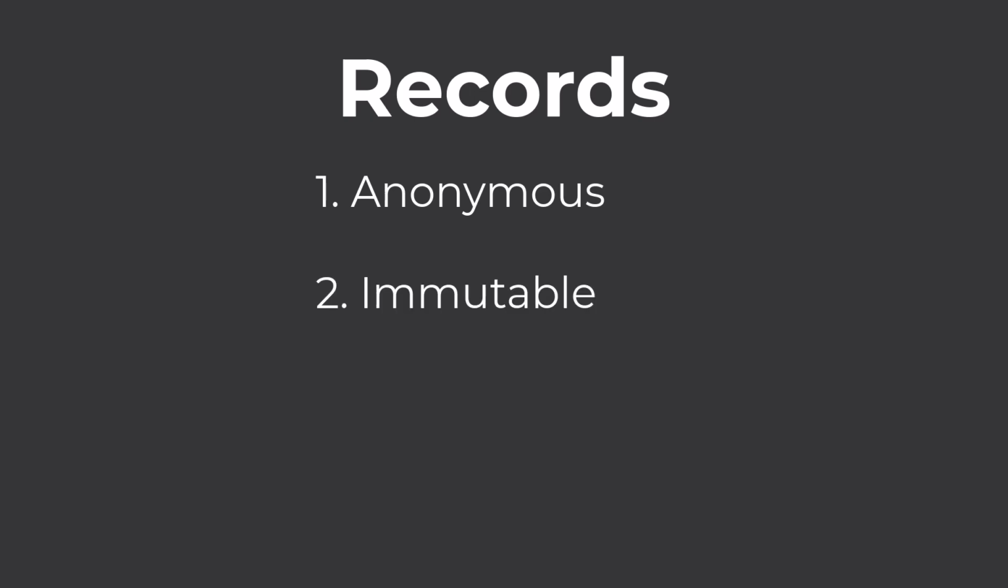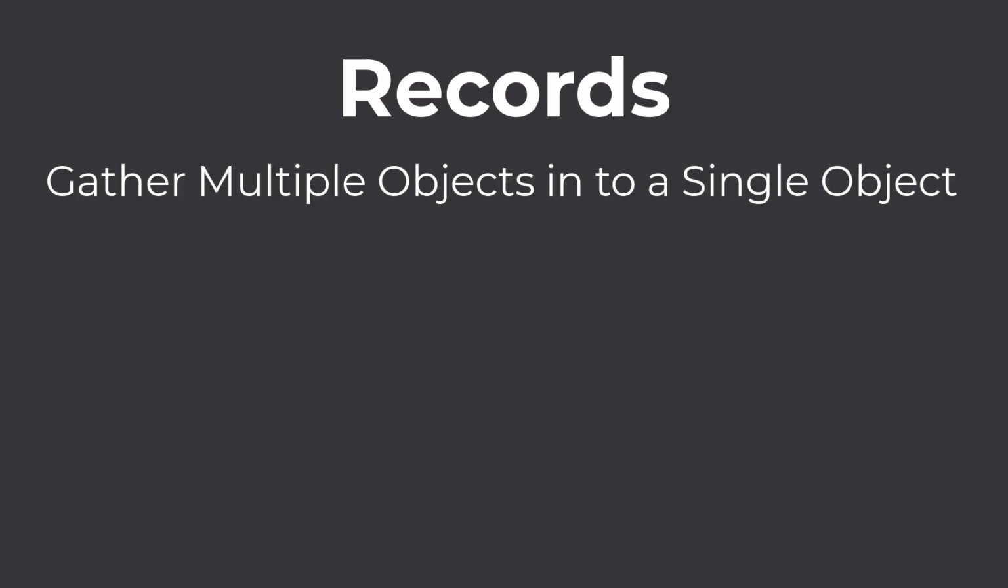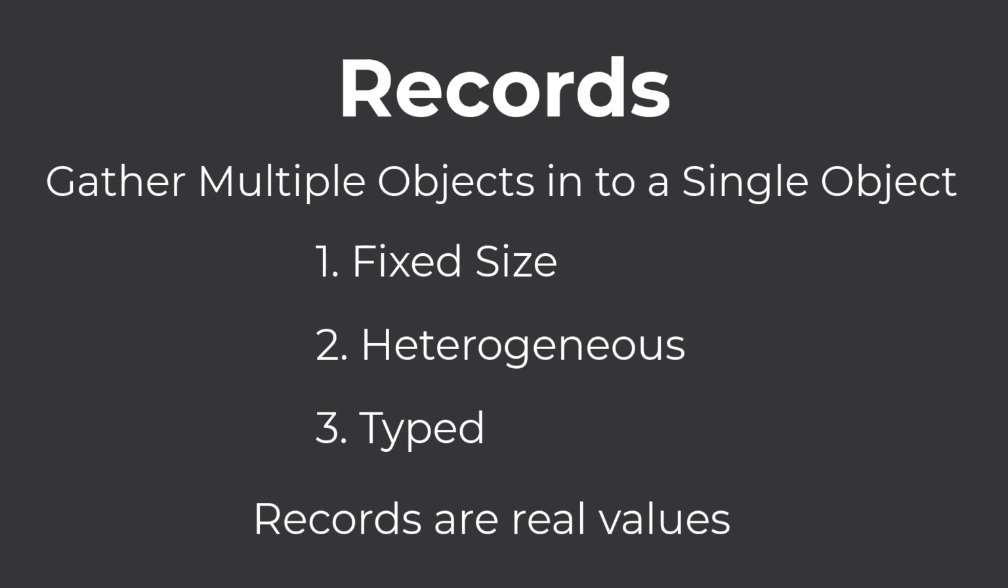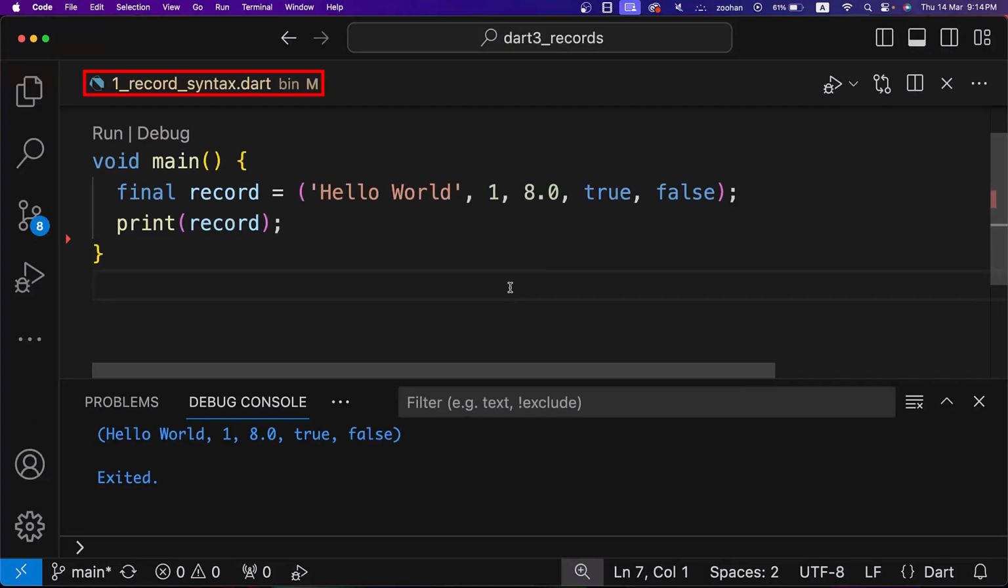Records are anonymous, immutable. Records only have getters. They are merge type. Like other collection types, they allow us to gather multiple objects into a single object. Unlike other collection types, records are fixed-sized, heterogeneous, and typed. Records are real values. For syntax of records, let's go to number 1, record syntax.